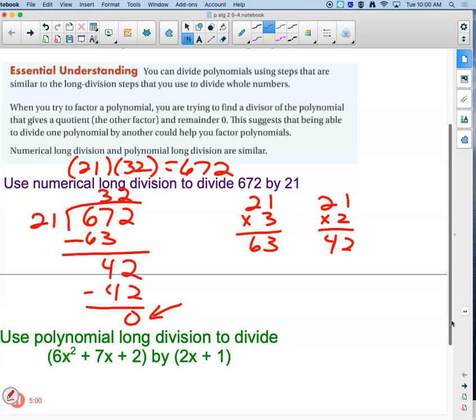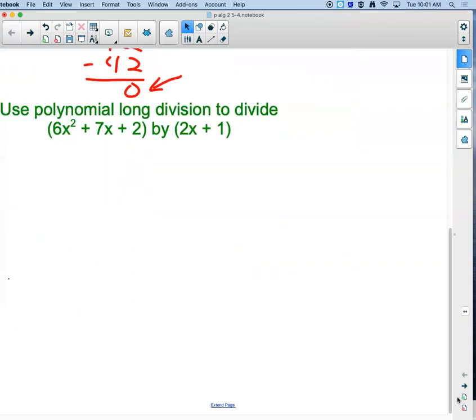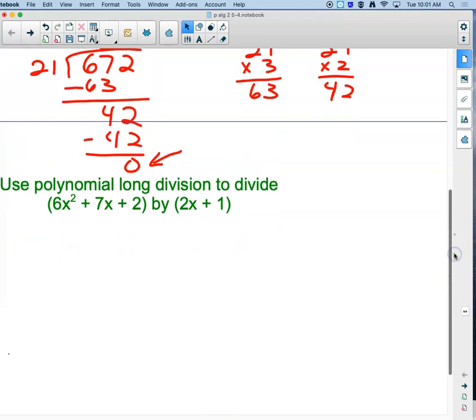Now, it doesn't always happen that we get that perfect remainder of 0, but that sure was nice to have one that worked out beautifully and perfect. And every once in a while, that's going to happen with our polynomial long division too. But we need to learn it both ways, if it comes out nice and if it doesn't come out nice.